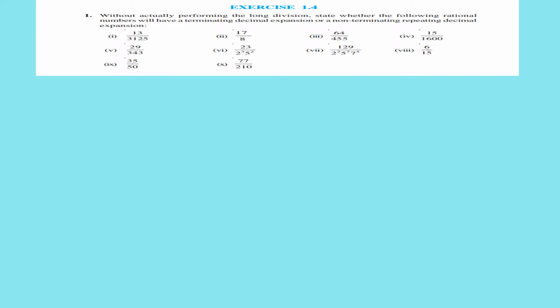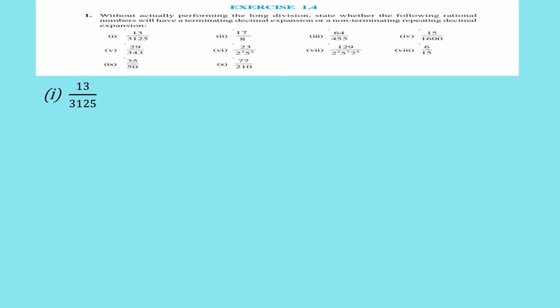Exercise 1.4, question number 1. Without actually performing the long division, state whether the following rational numbers will have a terminating decimal expansion or a non-terminating repeating decimal expansion. We will move to question number 1, that is 13 upon 3125. The given number is a rational number.